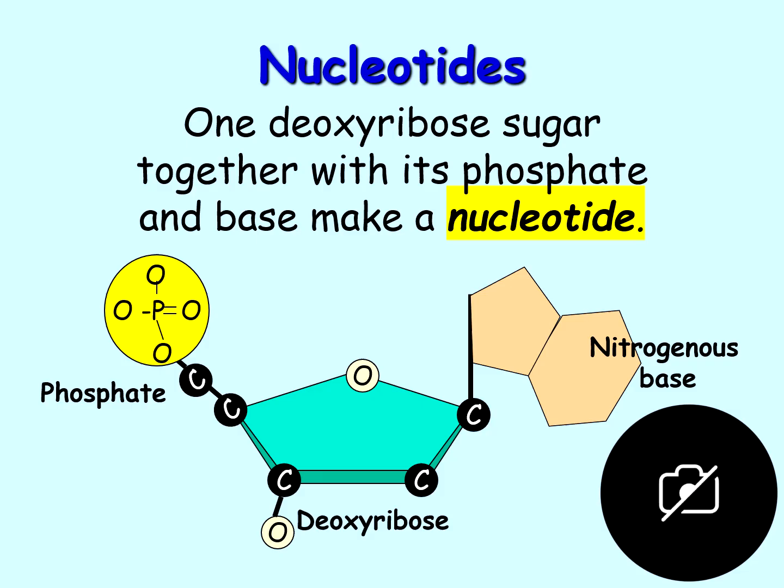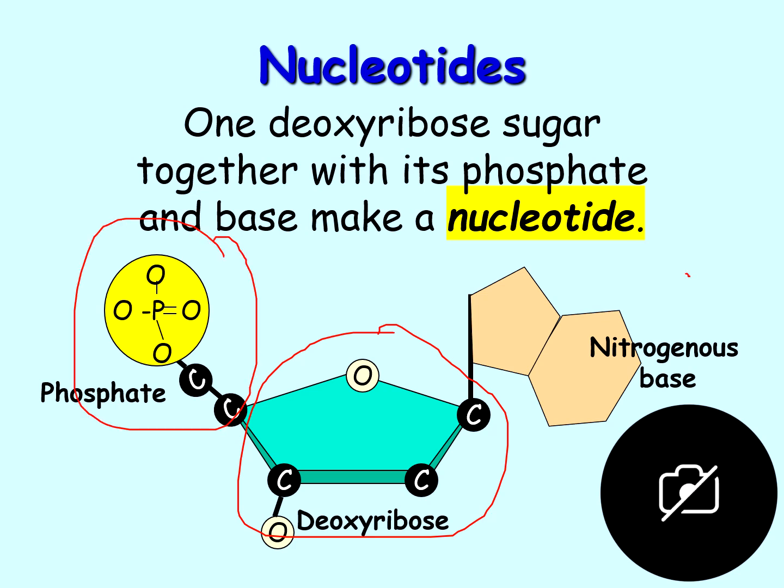So nucleotides, that's the building block of DNA. A nucleotide is made up of one sugar right here, one phosphate group right here, and one base right here. That's what we call a nucleotide, and that's the building block of DNA. It is one phosphate, one sugar, and one base.